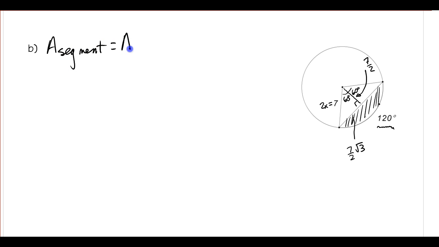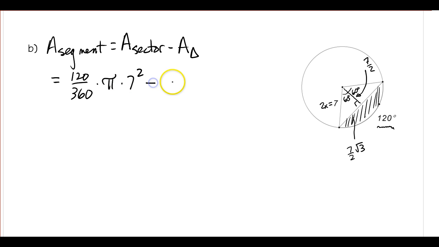is equal to the area of the sector minus the area of the triangle. So now my sector is 120 degrees out of 360 times pi times the radius, which we were given as 7, so times 7 squared. And then the area of the triangle, for the triangle now, we're going to use 1/2 base times height because it's not an equilateral triangle. So we're going to have 1/2.